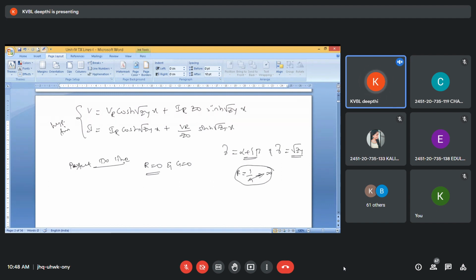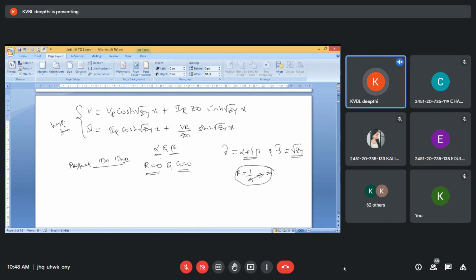But that is the reason why we are considering R value is equal to 0 and G value is equal to 0. If we substitute these two conditions in alpha and beta, what is alpha, beta? What is alpha? Attenuation constant. And beta? Phase constant.